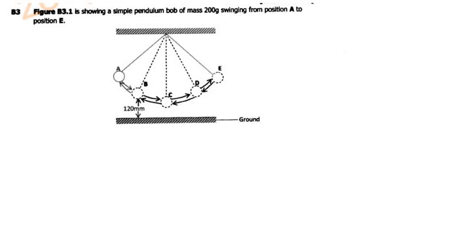In this tutorial, we are going to solve question 3, section B for 2024 science paper 1, that is physics. This question is coming from Simple Pendulum, and the question is saying figure B 3.1 is showing a simple pendulum bulb of mass 200 grams.